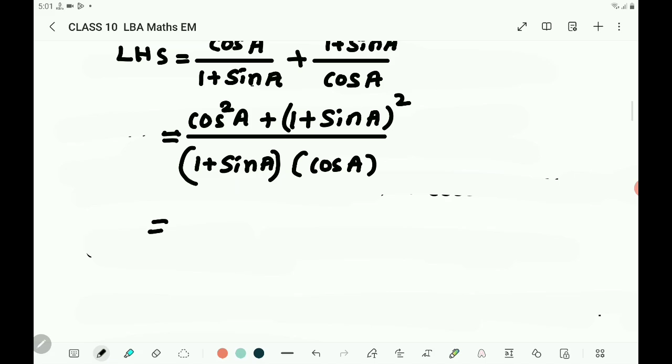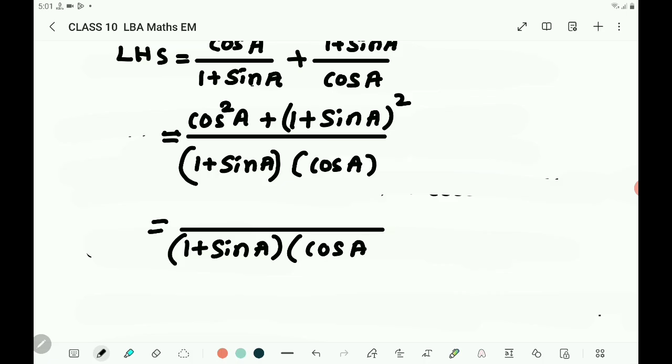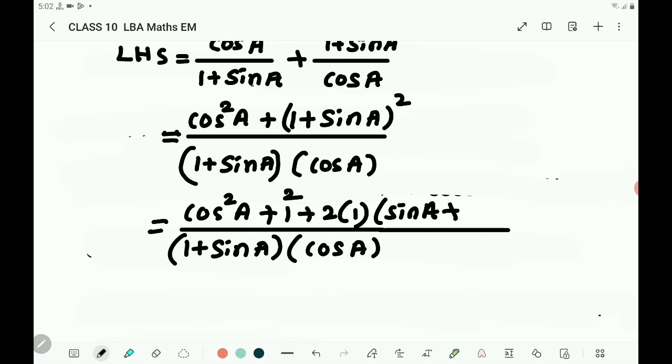Equals, write the denominator as it is, (1 plus sin A) into cos A. Write this cos square as it is, plus expand the (1 plus sin A) whole square by using the identity (A plus B) the whole square equals A square plus 2AB plus B square. A square is 1 square, plus 2AB is 2 into 1 into sin A, plus sin square A.